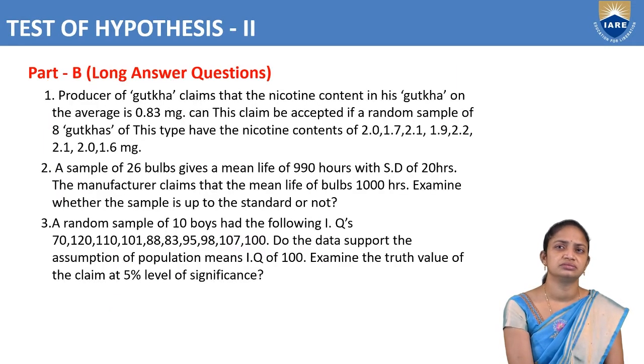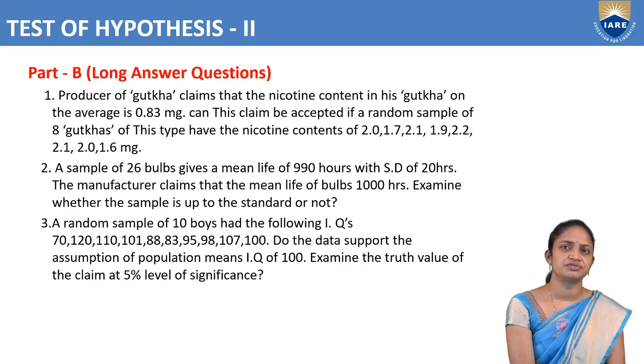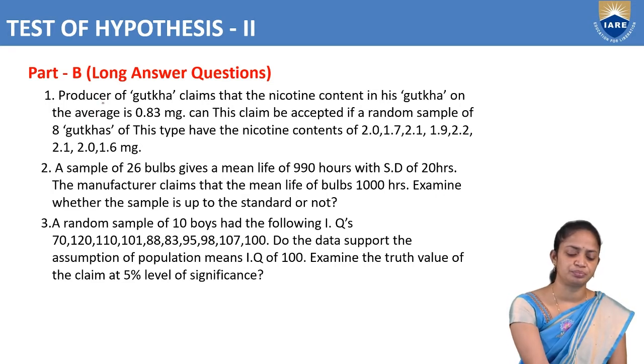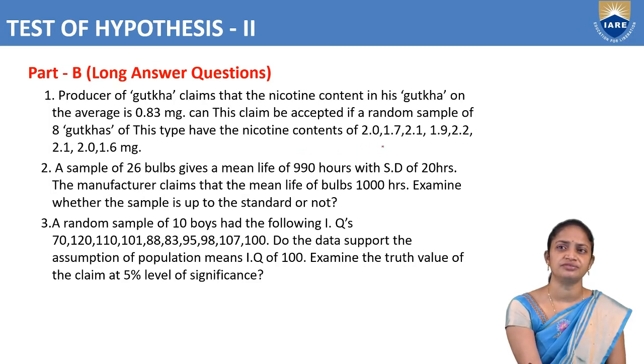Next, part B. Long answer questions. So first question is: a producer of gutka claims that the nicotine content in his gutka is on average 0.83 mg. Can this claim be accepted if a random sample of 8 gutkas of this type have the nicotine contents of 2.0, 1.7, 2.1, 1.9, 2.2, 2.1, 2.0, 1.6 mg.